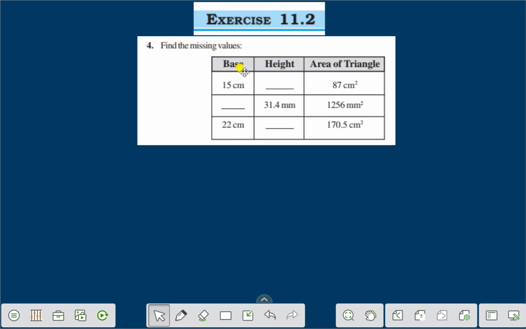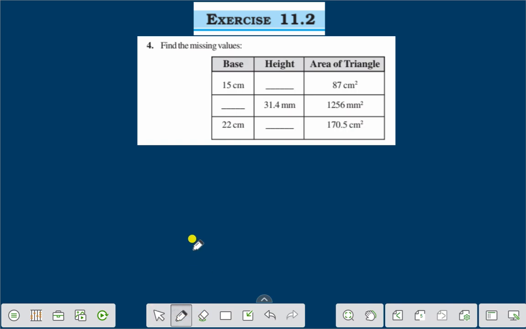Find the missing values. Base, height: you have to find the height. The area of the triangle is given as 87 centimeter square. Also, the second one has area 1256 millimeter square with height 31.4 millimeter. The third has base 22 centimeter and area 170.5 centimeter square.